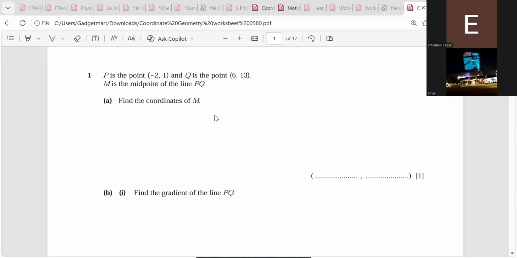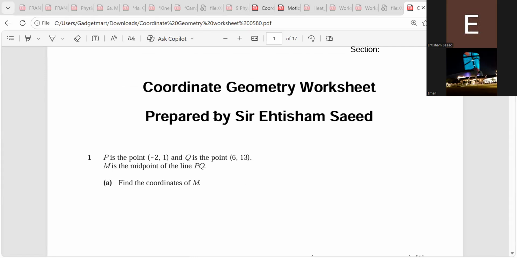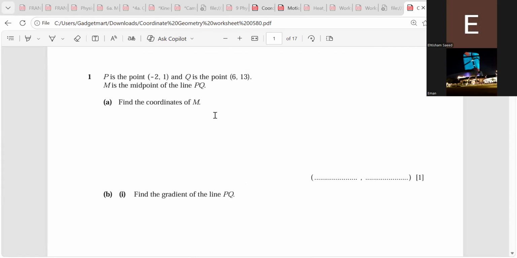So now we are going to do practice of coordinate geometry. The very first question is regarding midpoints. So we will first of all be solving this question.